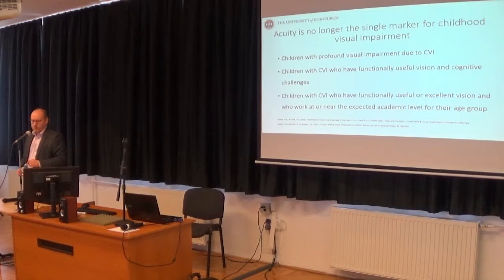have some visual difficulties. Just like the child who was told she's fine and didn't have any low vision, and just like Nicola, the examples of simultanagnosia, she has CVI, but you wouldn't know.